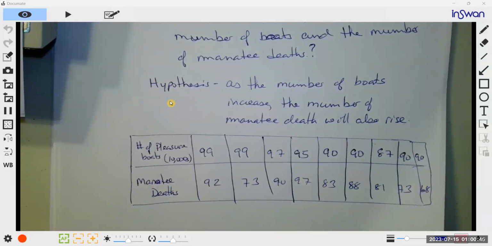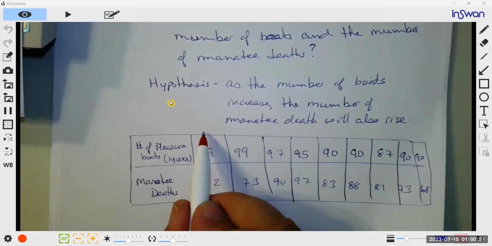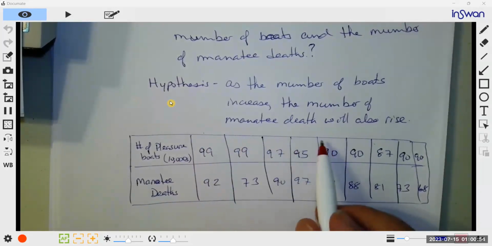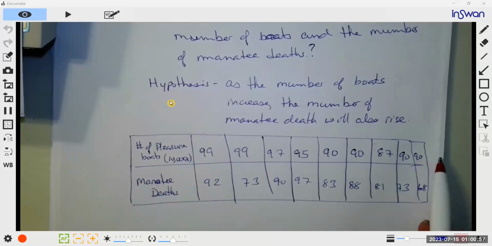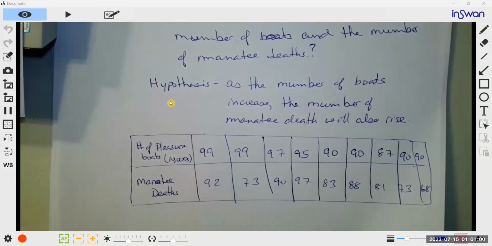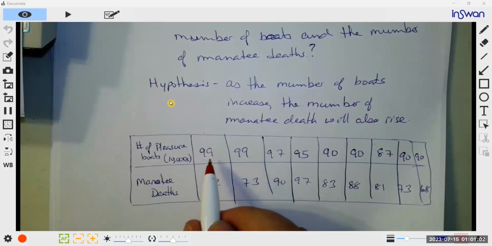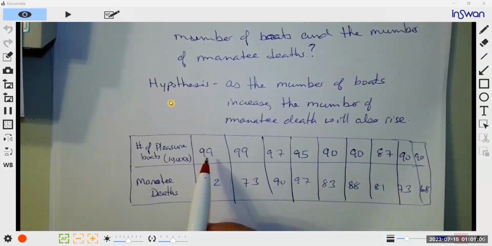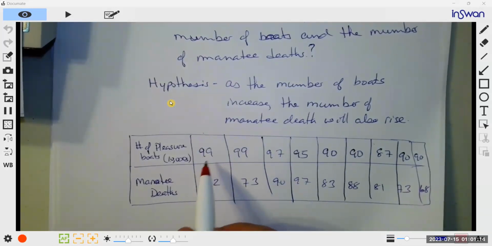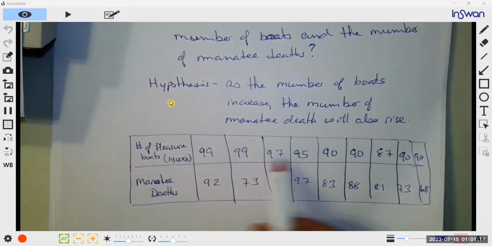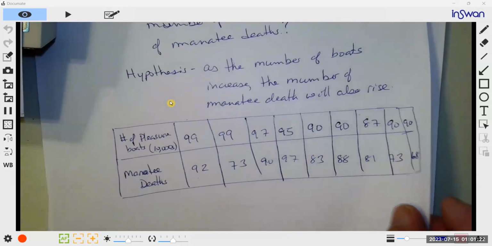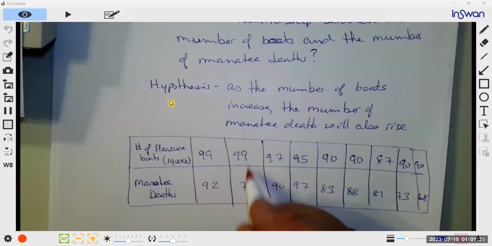All right, so what does this mean? These are the different types of pleasure boats. It could be like jet skis, motorboats, sailboats, types of that. So in this year that they looked at, the number of boats they have, so this is 10,000. So this is 990,000 boats. This is 990, and so forth. So out of those, we had 92 deaths using with this pleasure boat. And there's another pleasure boat, different type.